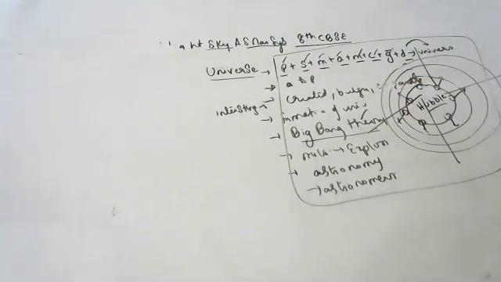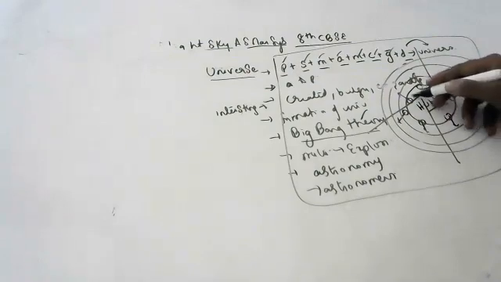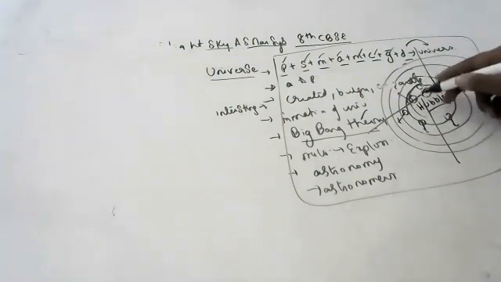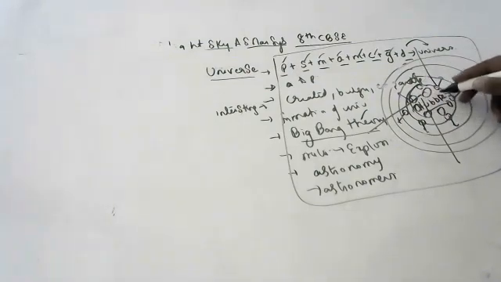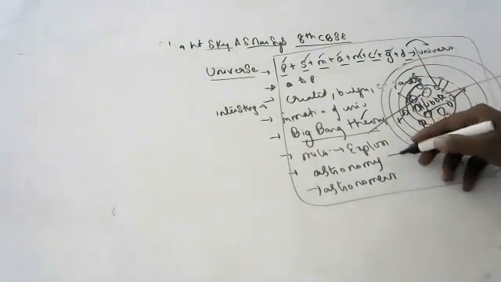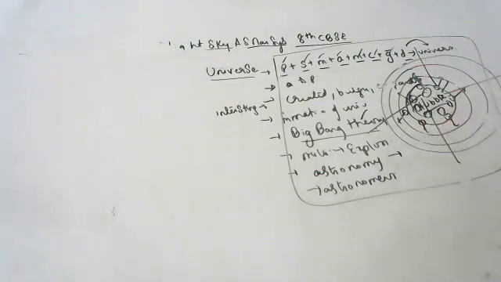What is the Big Bang theory? The Big Bang theory states that millions of years ago a big explosion occurred, causing the universe to break into pieces, and all these pieces formed into galaxies, and they are moving away from each other. The branch of science which deals with the study of the universe is called astronomy, and the people who study astronomy are called astronomers. Okay children, this is the universe introduction.